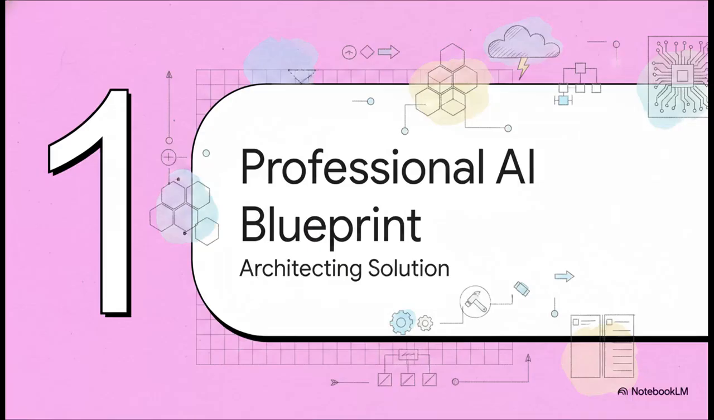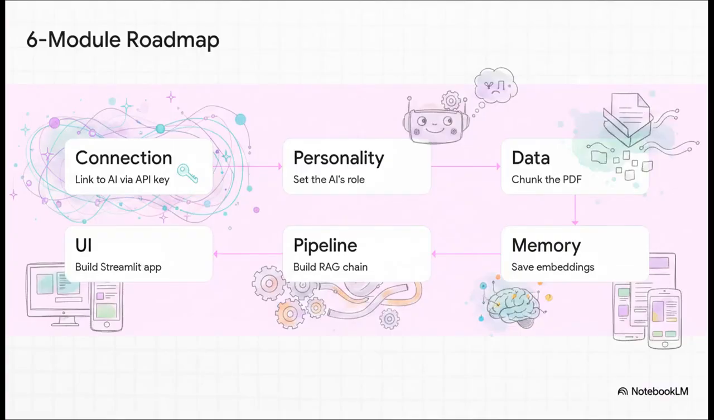Part 1. The professional AI blueprint, architecting the solution. Any senior developer will tell you, professionals always map out their logic before they write a single line of code. Here is the 6-module logic roadmap we're going to follow. First, the connection to the AI. Second, setting the AI's personality. Third, handling the data heavy lifting. Fourth, giving the AI memory. Fifth, assembling the pipeline. And sixth, building the UI. I promise you, by breaking down complex Gen AI development into these exact step-by-step chunks, it becomes entirely manageable, even if you're pretty new to coding.